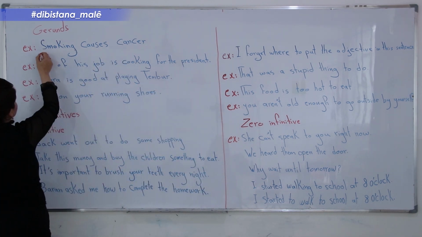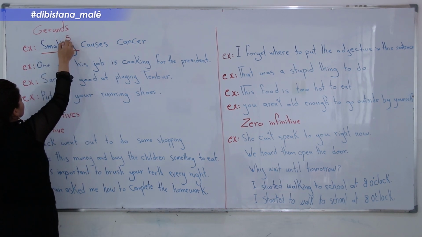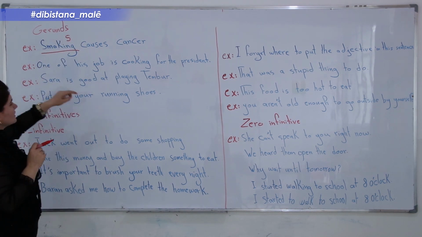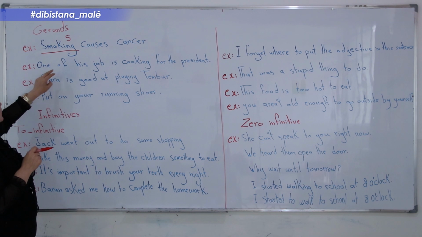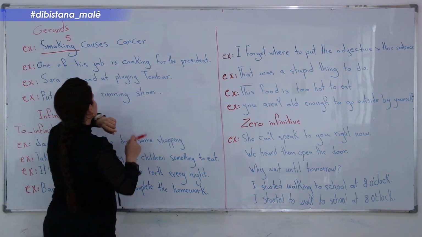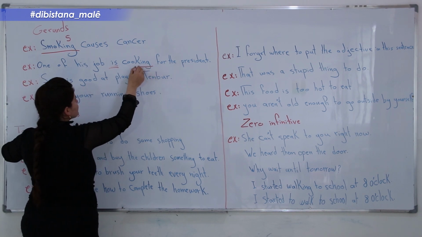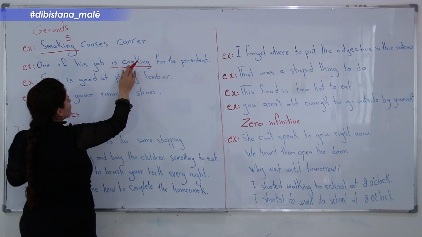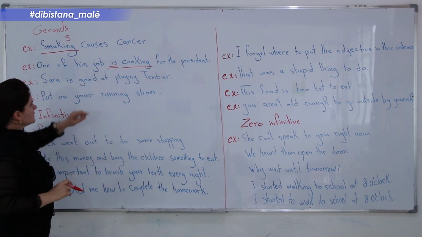So here we have a gerund, which is smoking. Smoking here is the subject of the sentence. The second use is the gerund sometimes coming as a complement of the verb to be. So, one of his jobs is cooking for the president. Here we have the verb to be, is, and cooking. Cooking is a gerund, a verb ending in ing. So the gerund is here a complement of the verb to be, which is the word is.